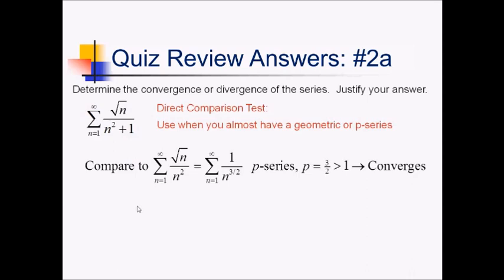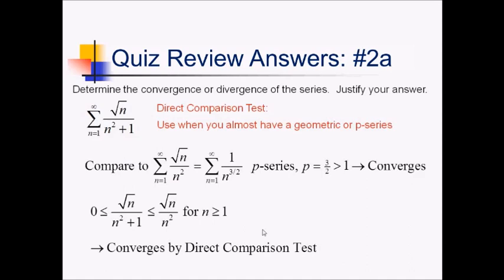So to write all of that out in one shot, I'm going to say 0 is less than or equal to radical n over n squared plus 1, which is less than or equal to radical n over n squared. Or you could write 1 over n to the 3/2. It doesn't matter at this point. You do need to specify what n values this is true for, though, because it might not be true for all of them. So we're going to say n greater than or equal to 1 on this one. And once I've made this statement here, and already shown that my comparison series converged, I can say that my original here is going to converge by the direct comparison test.